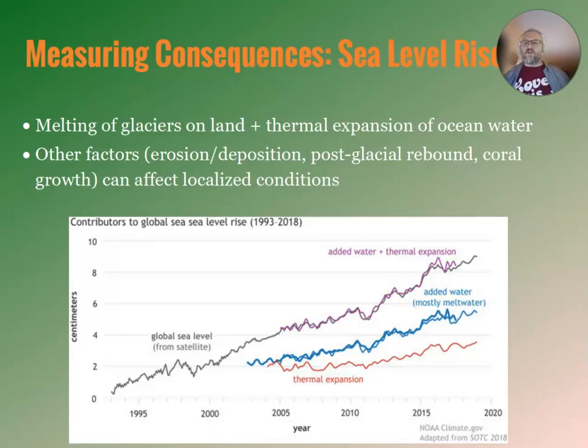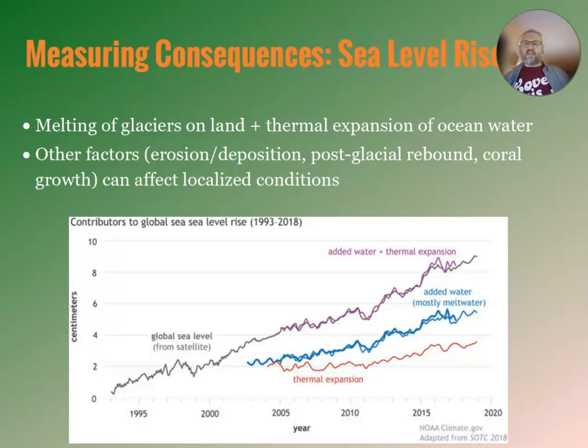The graph there actually breaks down the role of thermal expansion and melting glaciers. You can see adding water from melting glaciers is contributing a little more, but they're both significant parts of the picture. They're both making significant contributions to the overall amount of sea level rise that we are currently seeing. So we can already measure increases in sea level. This is just our global average on this graph.